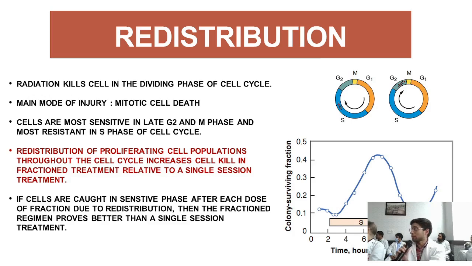As you can see on the right side of the screen, there's another surviving fraction graph, and we can see that during the S phase of the cell cycle, the surviving fraction is increased, and in the M phase, the surviving fraction is decreased. So redistribution of the proliferating cell population throughout the cell cycle increases the cell kill in fractionated treatment relative to a single session treatment.